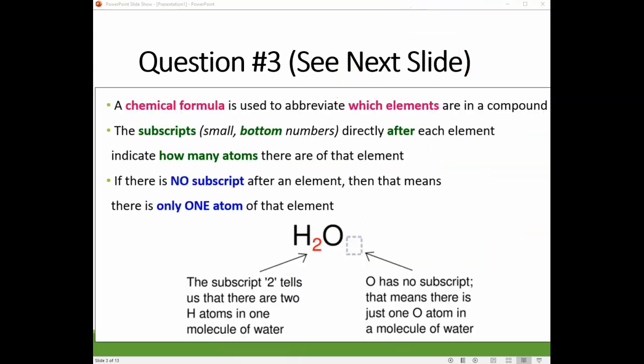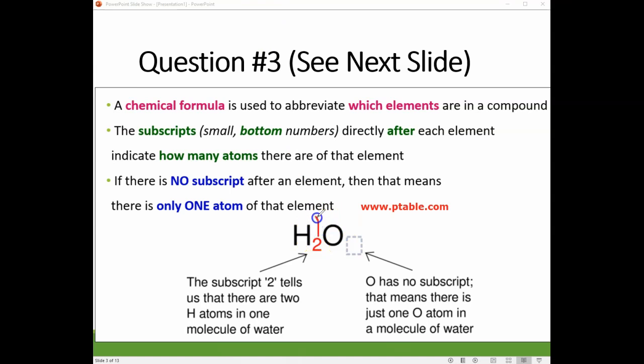Question number 3 is talking about what a chemical formula is. Remember that chemical formulas are used to abbreviate which elements are in a compound. So first off, you do need to know what each of these elements are. If for some reason you don't remember what they are, you can always go to www.ptable.com and you will see that, for example, H is hydrogen and O is oxygen. Now the subscripts, remember the small numbers at the bottom right after the abbreviation is going to be how many of that element there are, right?